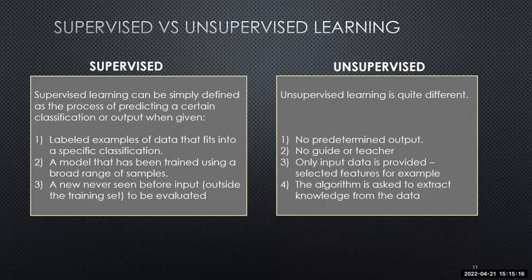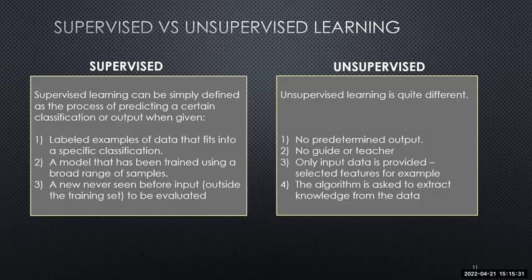From a supervised perspective, we don't like surprises, right? So it's like you have some left and right limits. From an unsupervised perspective, there's no predetermined output. There's no guide or anything.